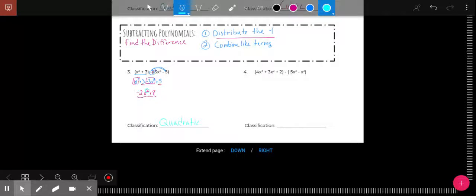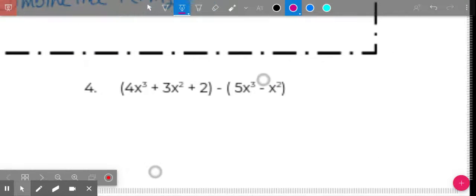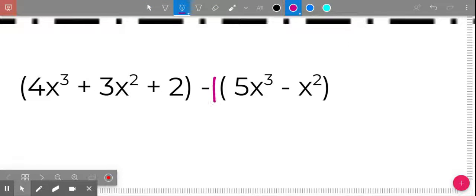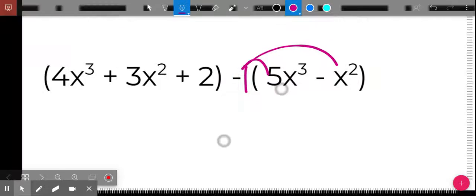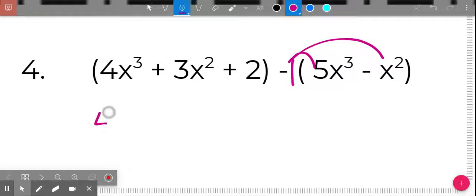All right, and then looking at number 4, we have 4x cubed plus 3x squared plus 2 minus 5x cubed minus an x squared. Step number 1 is we distribute that -1. So we're going to write in that -1 right there. We're finding the difference, so we need to subtract. I'm going to distribute that -1 to the 5 and to the -x squared. This first set doesn't change, so it just stays the same.